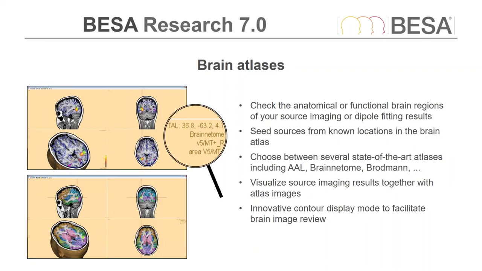The brain atlases, which are now available, also give you several options. First of all, you can select from several atlases like AAL, Brainnetome, Brodmann, and others. Then there are also different ways of visualizing them, from a full-blown coloring via a joint visualization of source images with transparent atlas, up to a contour line mode that does not interfere with the source image display.